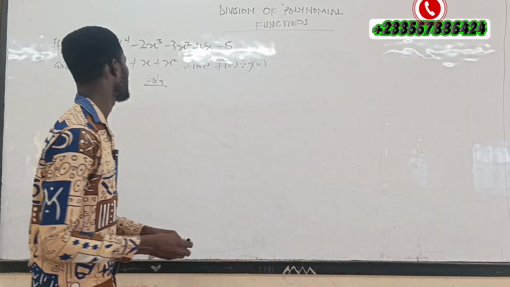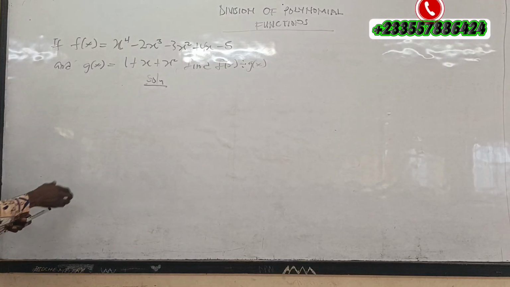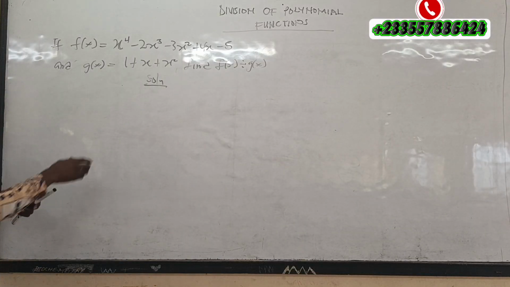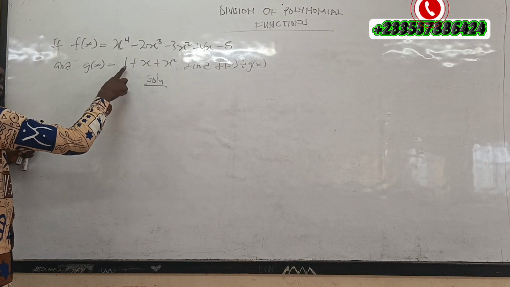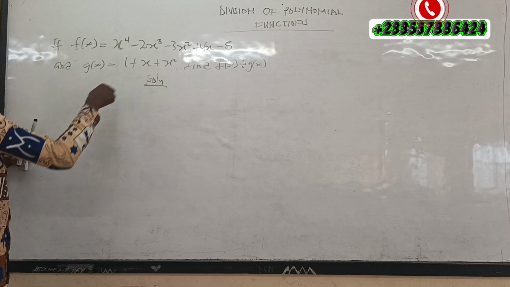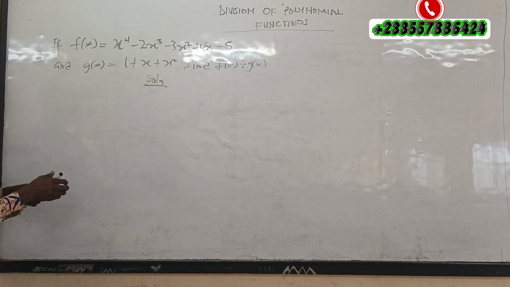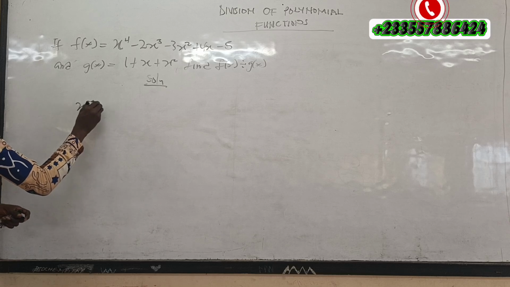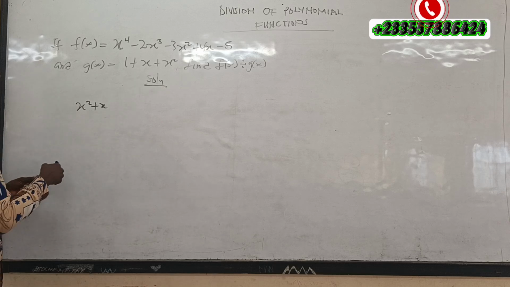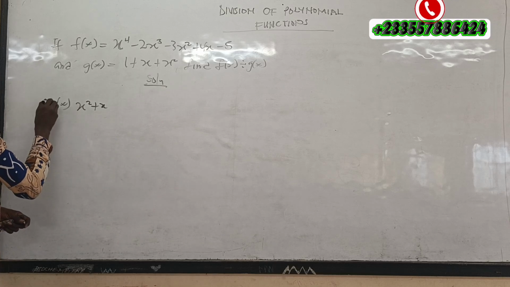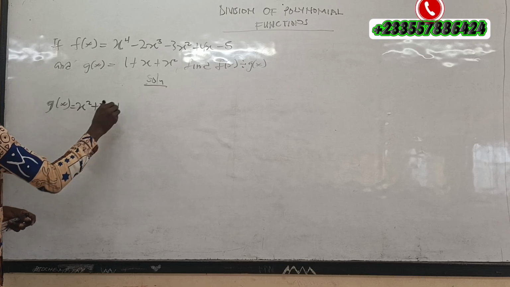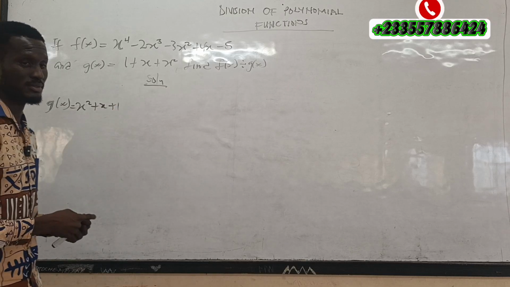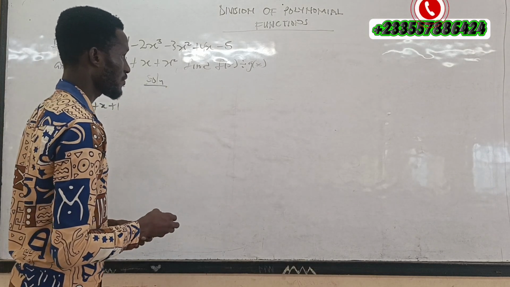Now let's go. So as usual, this one is a divisor. Now don't forget that this divisor is 1 plus x squared. I'm going to rearrange it. Yes, then I'm going to get x squared plus x plus 1. I'm going to rearrange it like this. Yes, now so let's solve for the division.